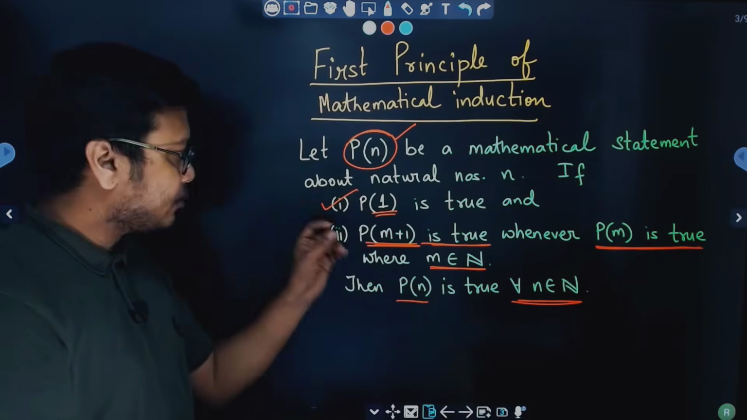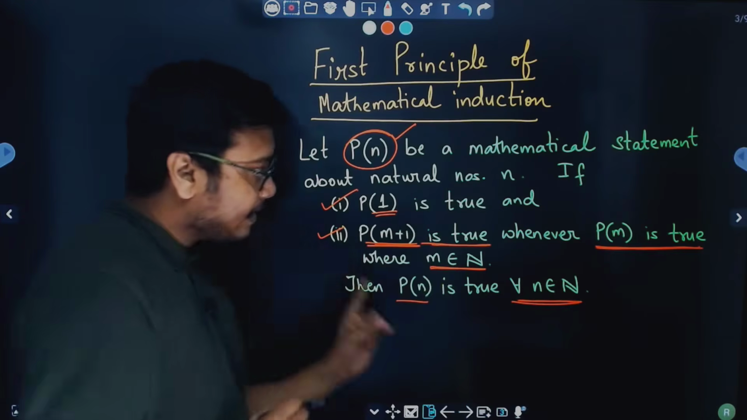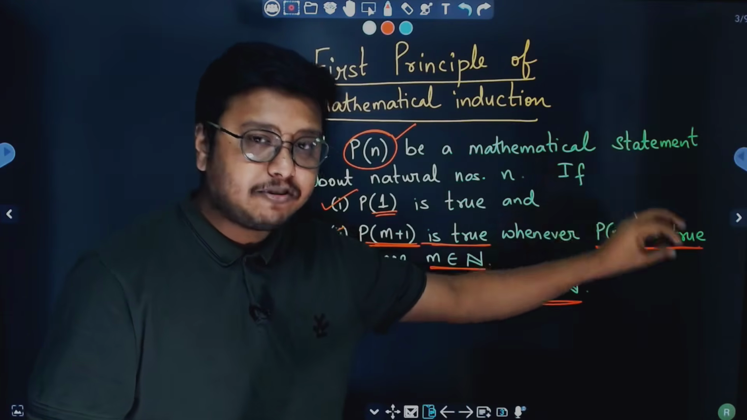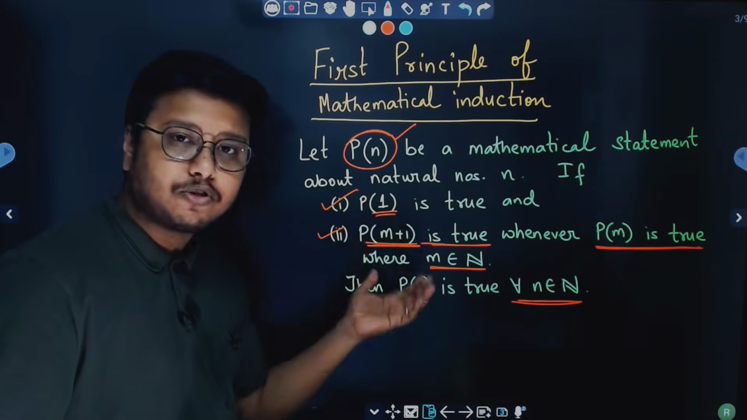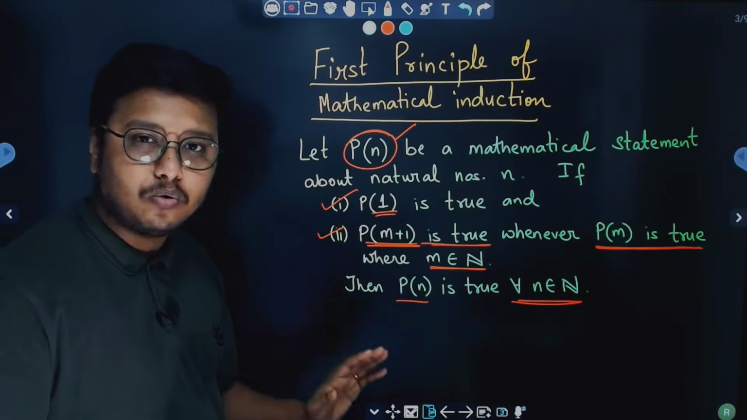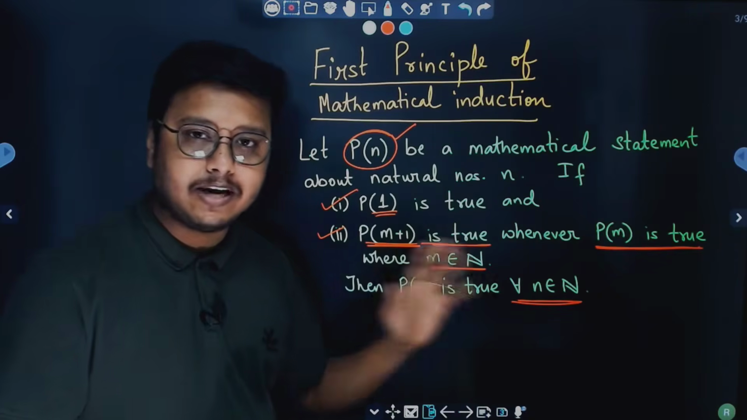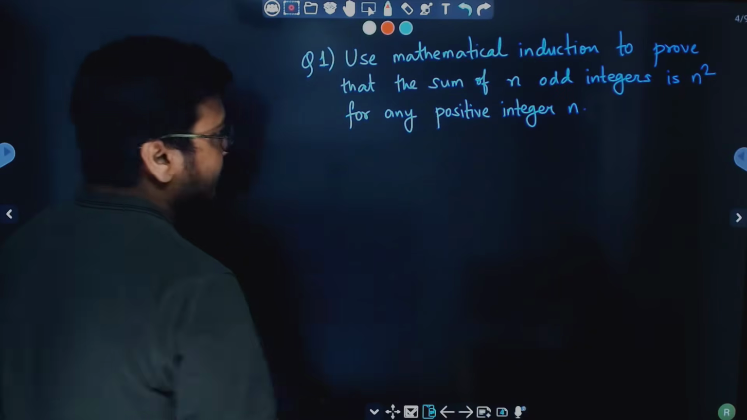So it has to be true for n value 1, and secondly, if for any mth natural number the statement is true, then under that assumption, if the m plus 1th statement is also true, then we can conclude that our mathematical statement is true for every natural number. So let's take a look at a few problems.